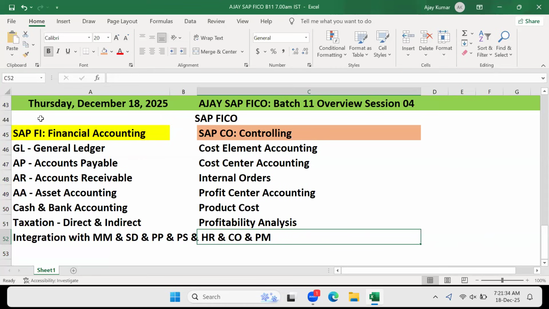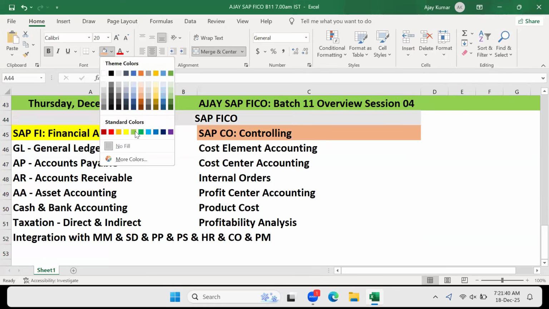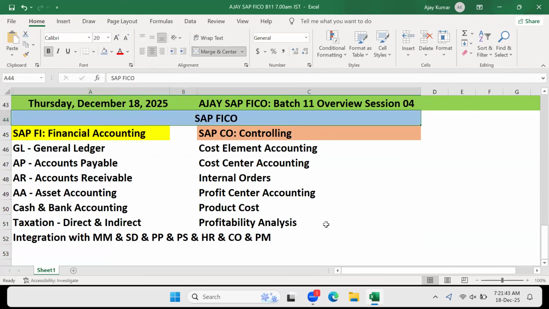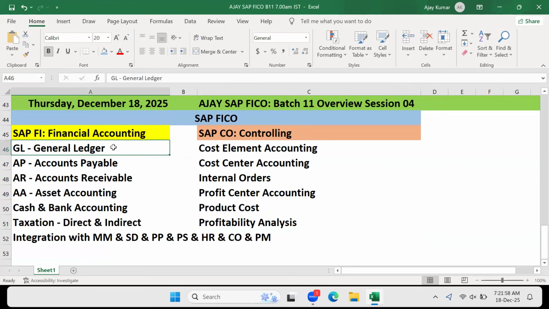Now, in short, if you start looking at these points, you'll have to slowly understand what they are. Majority, we are all aware of financial accounting or FI, right? First one, it is referring to GL. When you talk about GL, what is this GL? Any idea, anyone? It is a general ledger to record the day-to-day transactions. GL means GL account.